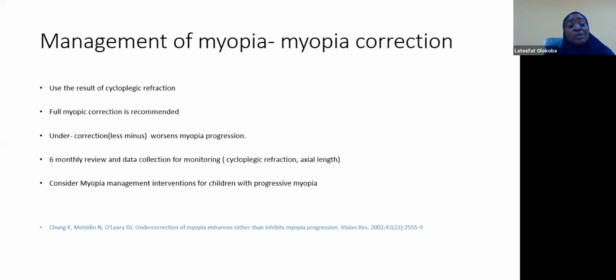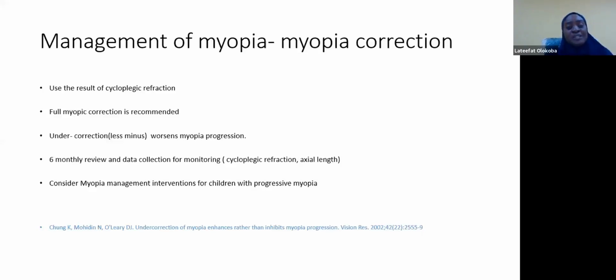When eventually we have diagnosed the child to have myopia, it is recommended that we use the result of the cycloplegic refraction to prescribe the glasses for the child, and full myopic correction is recommended. The previous practice of undercorrecting a myope with the aim of retaining some of their accommodation has been proven not to be beneficial in myopes, and in fact, undercorrecting the myope has been shown to worsen myopia progression.